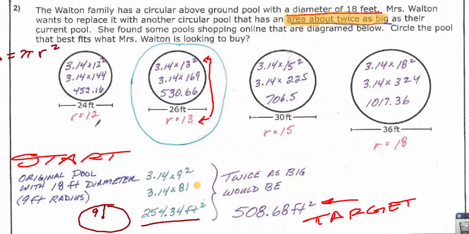You can see the sizes of these other pools, 452.16. 706.5, that's almost 3 times, and then we get 1,017. That's a huge pool. The Waltons won't need that one for a while. All right, so there's number 2. Again, go back, review it, try to do the math. Shut the video off or pause it and put your head down and try again. See if you could solve it yourself, because you're going to see problems like this coming up later.